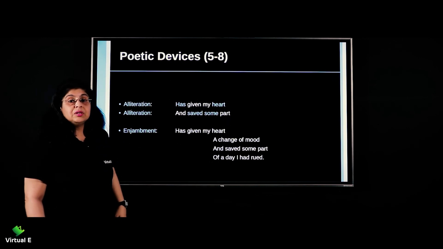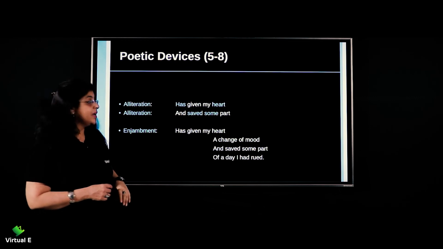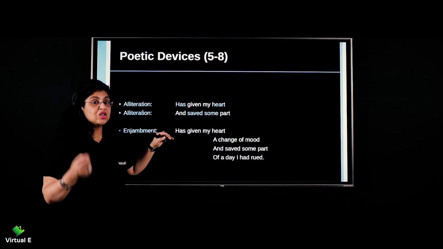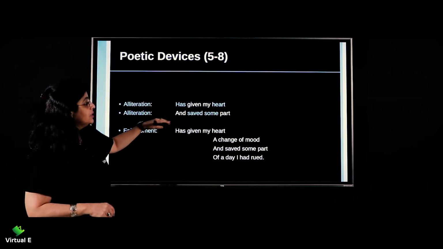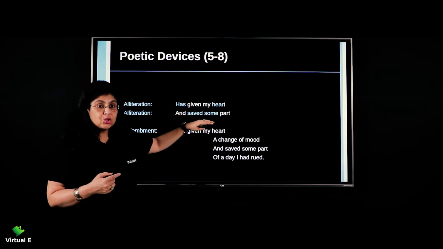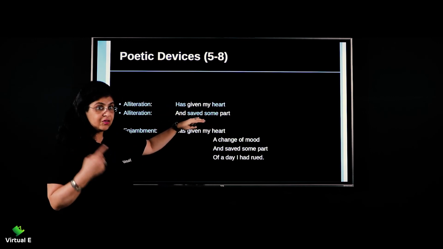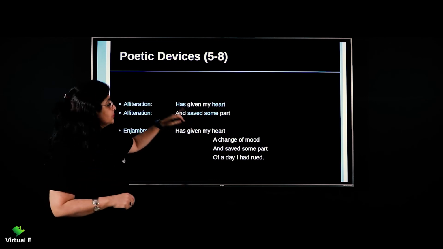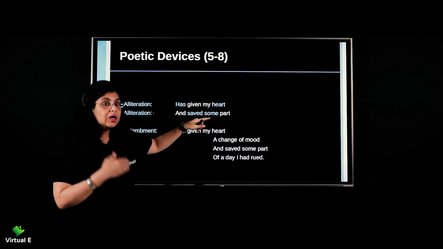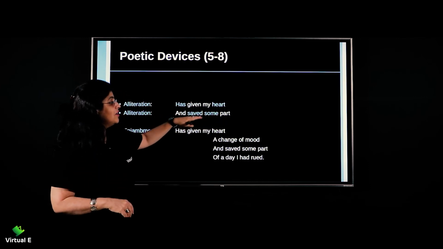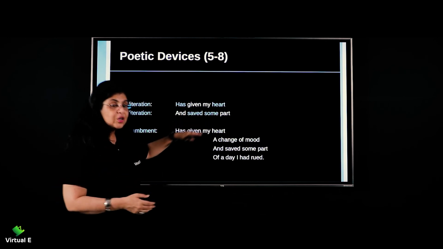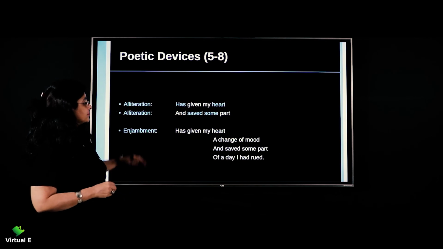Talking about the poetic devices in lines 5 to 8, you have alliteration. If you remember, the initial letter, which is generally a consonant, is being repeated more than once. Even if there are two words having the same first letter, that's alliteration. So, has given my heart, heart, her. And saved some part, saved, some. So, it is an alliteration.